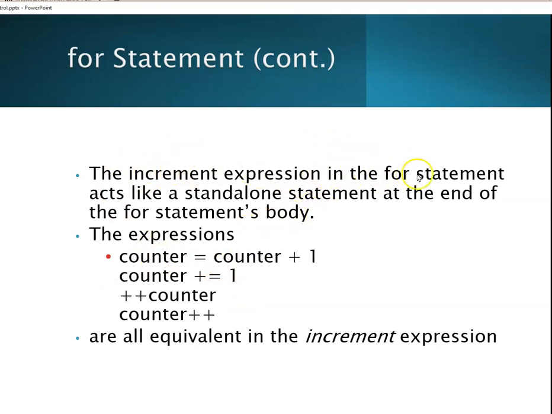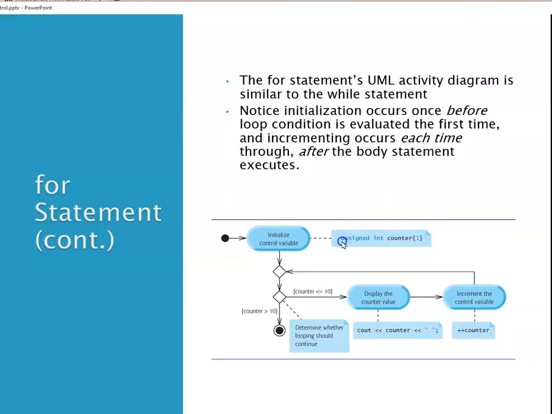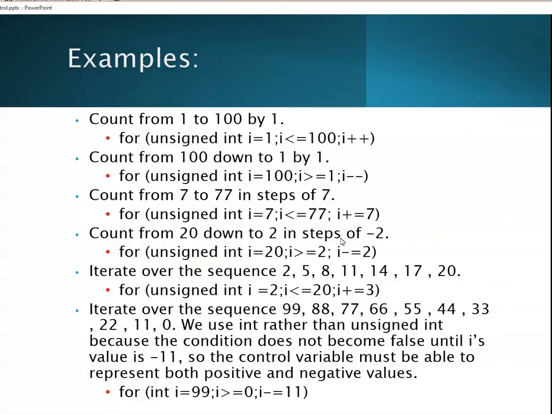The increment expression in the for statement acts like a standalone statement at the end of the body. The expressions counter equals counter plus 1, counter plus equals 1, etc. are all equivalent in the increment expression. The initialization, loop condition, and increment can contain arithmetic expressions. The increment can be negative, making it go backwards. If the loop condition is initially false, the body's not performed. Here's the UML.